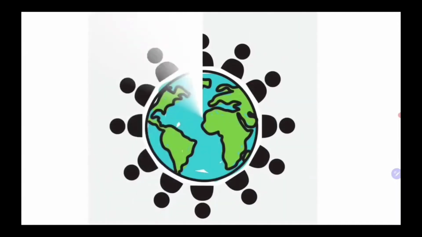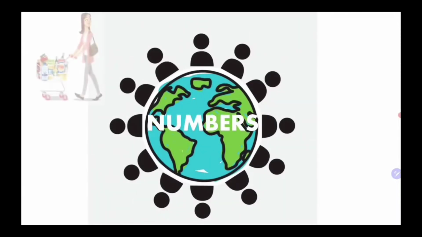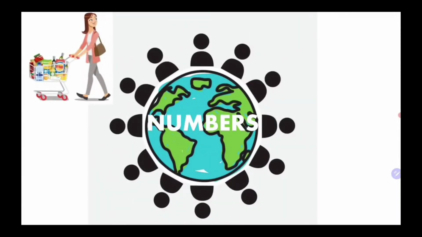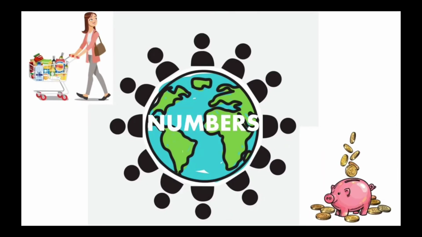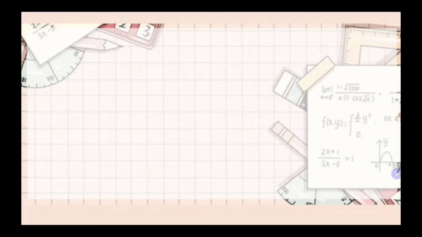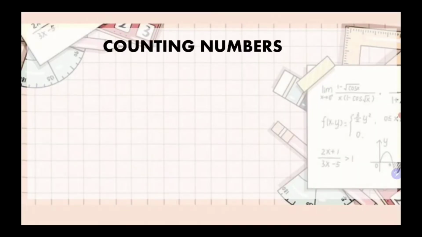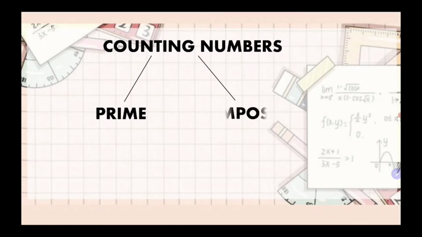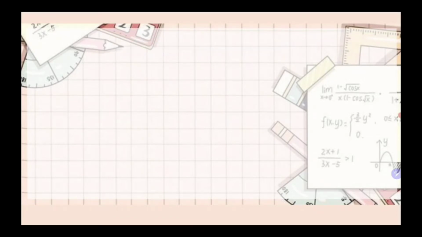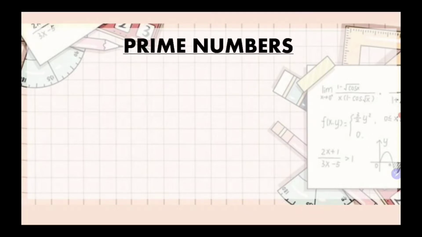We are surrounded by numbers. When we go shopping, we see numbers. When we are counting coins in our piggy bank, we see numbers. Numbers are everywhere. Counting numbers can be classified into two groups: prime numbers and composite numbers. Well, what do we mean by a prime number and a composite number?